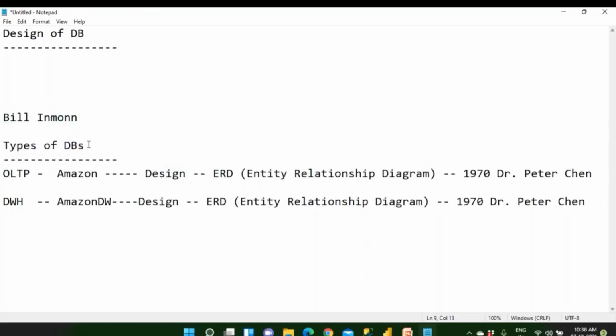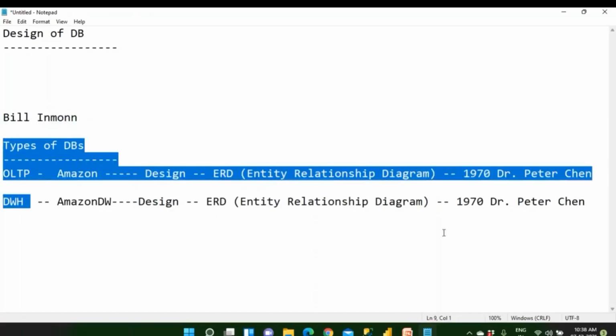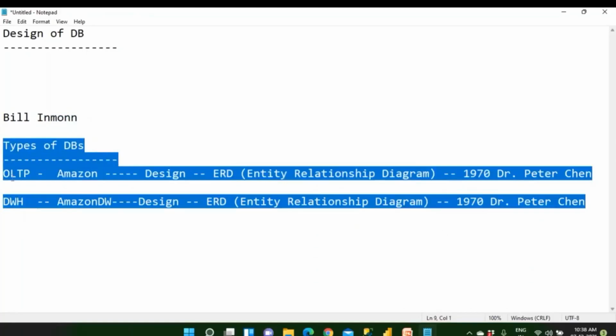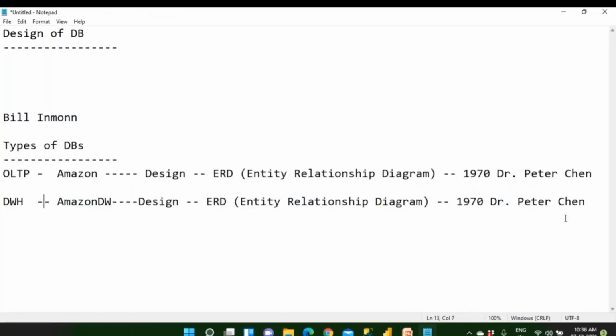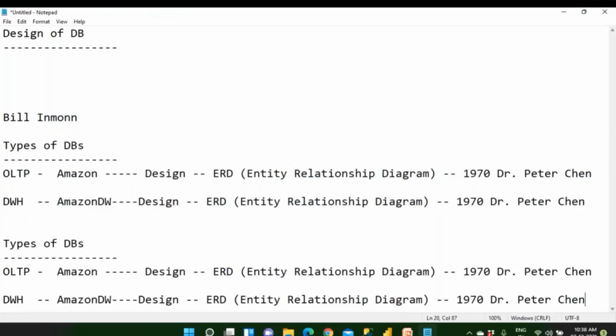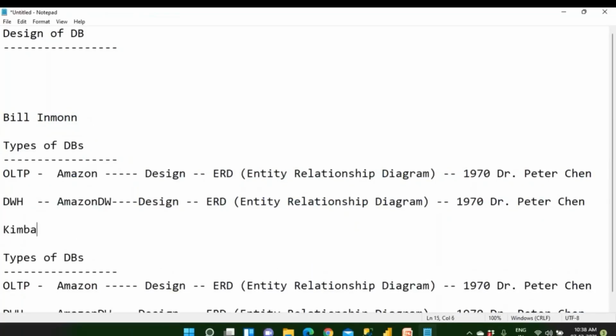But according to Kimball, it is changed. Clear? So according to Kimball, what Kimball says. Both of them are databases.